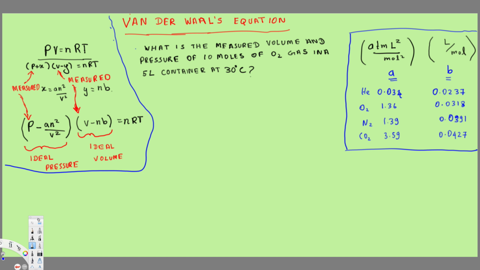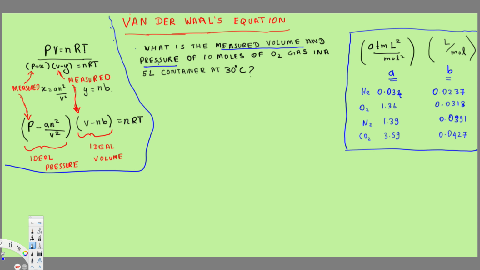Let's do this problem right here. The question is asking what is the measured volume and pressure of the 10 moles of oxygen gas in a 5-liter container at 30 degrees Celsius. So they are asking for the measured volume and the measured pressure. Let's see how we can find this one.